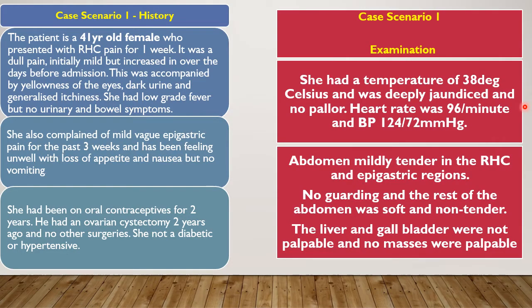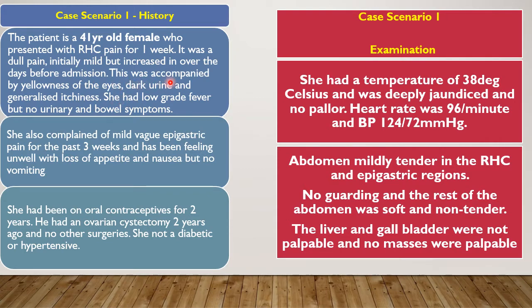Okay, let's start with our first case scenario 1. The history of the patient. Here the patient is a 41-year-old female who presented with right hypochondrial pain for 1 week. It was a dull pain, initially mild but increased over the next few days before admission.